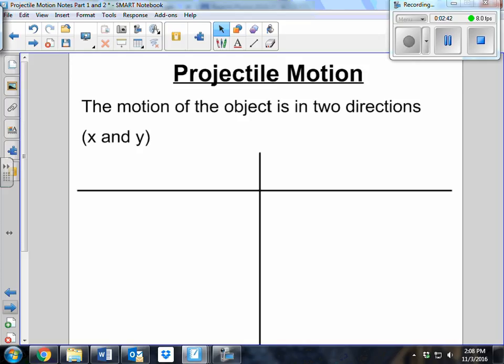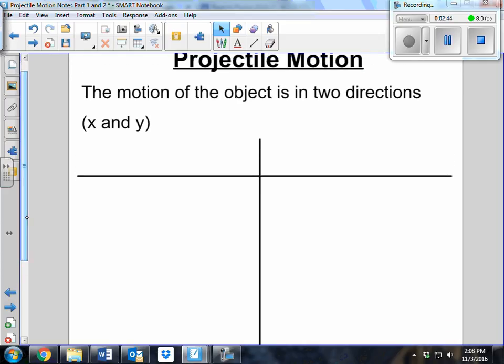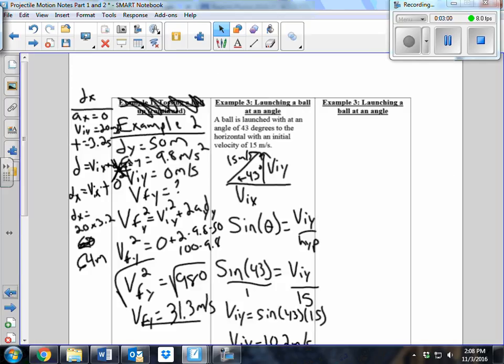So this is what I'd like you to do in your notes. Just to give you a warning, you're probably going to have to continue these notes on a separate sheet of paper because we're about to do a ton of calculations. Now, that's the only new part, getting the VIX and VIY. Everything else that we're about to do is the same as what we've done before.